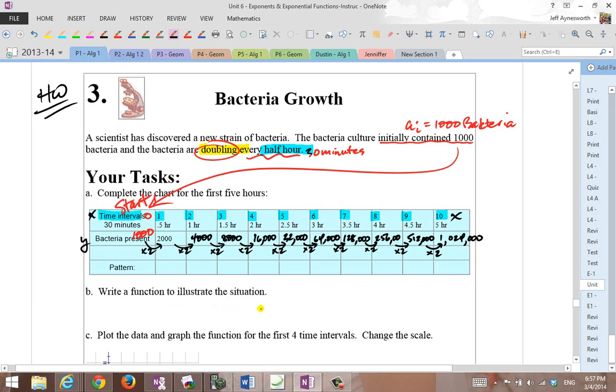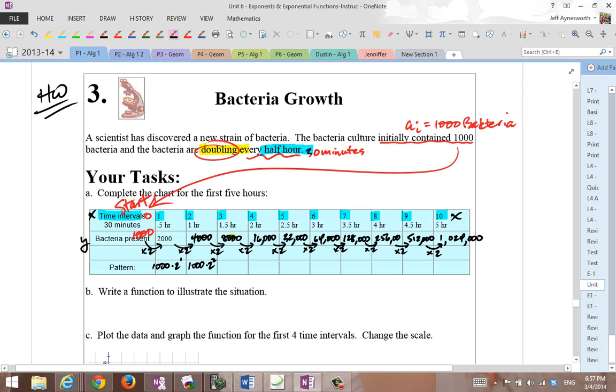We've got to write a function to illustrate this, but let's take a look at some patterns here first. All right, so the 2,000 here, let me see, it's 1,000 times 2. Okay, so let's write this down. 1,000, we got that by 1,000 times 2, which is the same thing as 2 to the first, by the way. To get from 1,000 to 4,000, what do we do? Well, you can see 1,000 times 2 times 2. Well, that's 1,000, the initial amount, times 2 times 2, which is 2 squared.